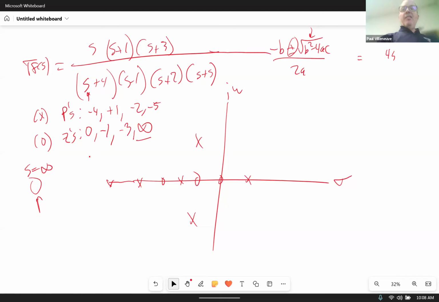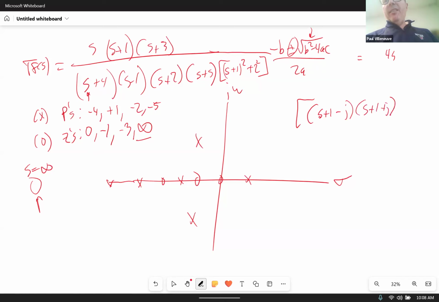So if this is complex, the way that I would write it is, let's call that minus 1, so that would be S plus 1 squared plus 2 squared, right? If we wanted to write it as a complex number without any J terms in it, we would write it there. If you don't like that, we could also write it as S plus 1 minus J and S plus 1 plus J. These two are the same.